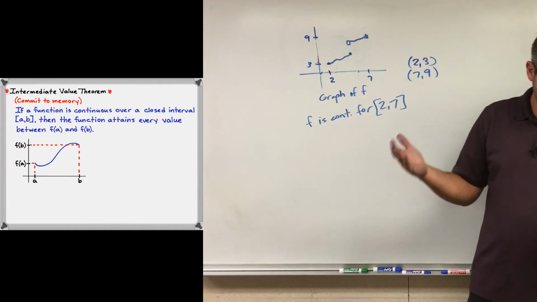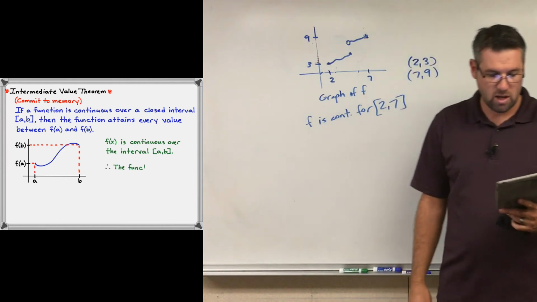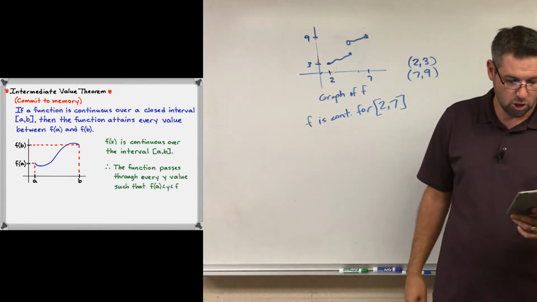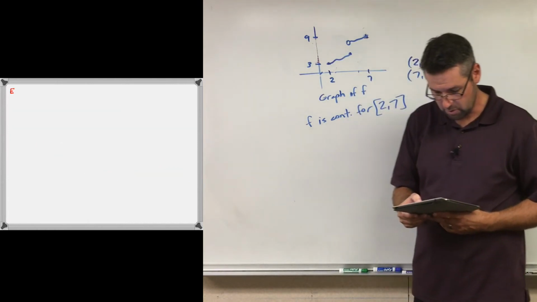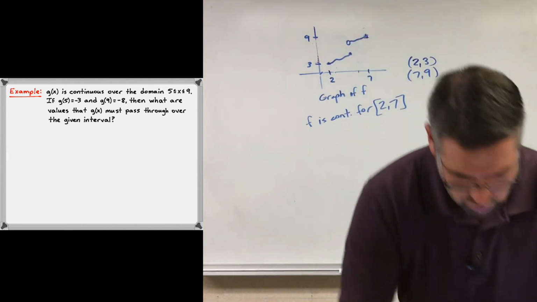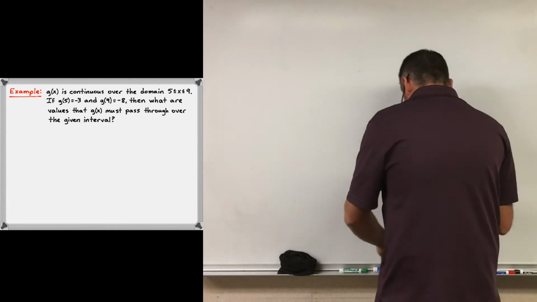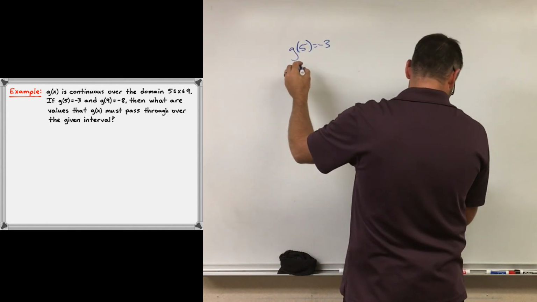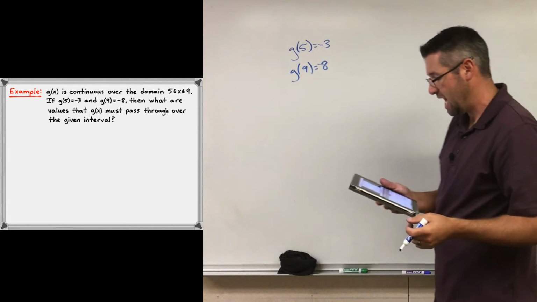Here we have a graph of f from a to b. And essentially, since f is continuous over the closed interval, we know that f will touch every value between f of a and f of b. I guess this is the graphical look at the statement that I gave you a second ago. Okay, so that's more of the formal way of explaining it, and this is just a specific example here. If I look at this example, it says that g is continuous over the closed interval from 5 to 9. Let me go ahead and write these things down. If g of 5 is negative 3 and g of 9 is negative 8, then what are values that g of x must pass through over the given interval?